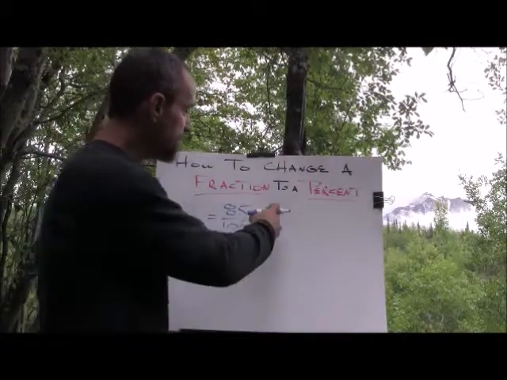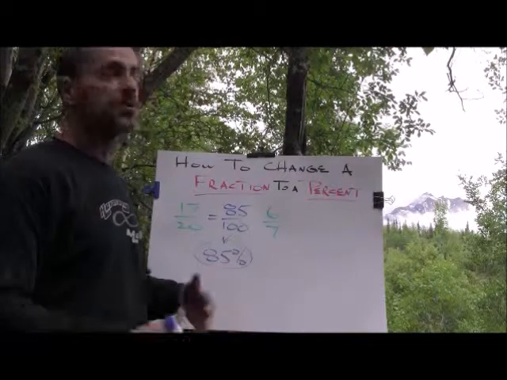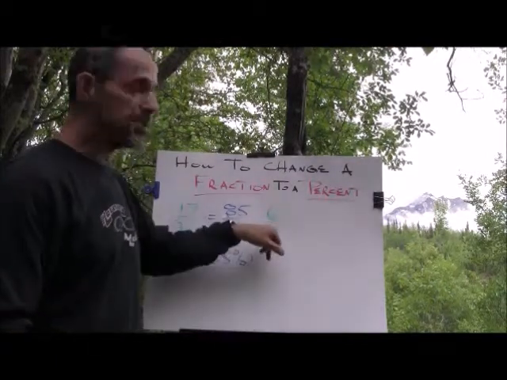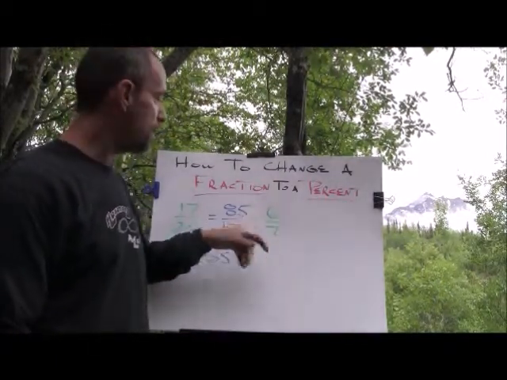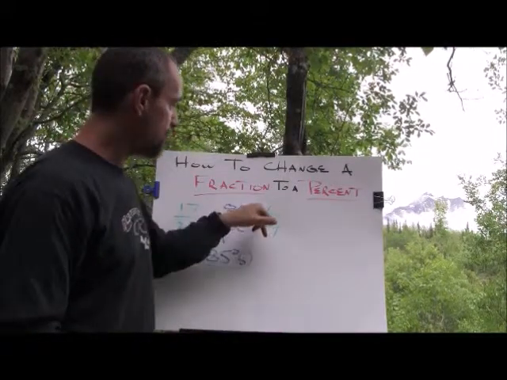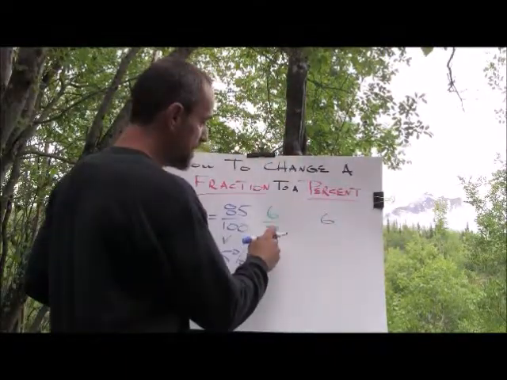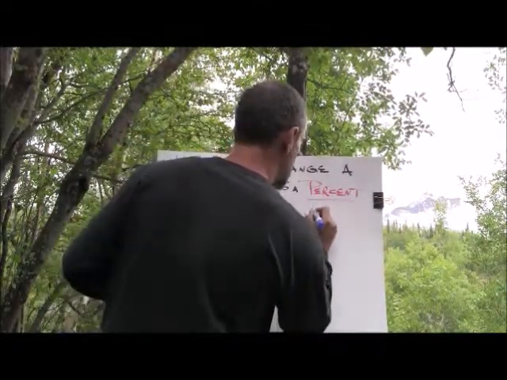It'd be nice if we could easily change 6/7 into a fraction out of 100, but we can't. So what's plan B? Plan B is we're going to change this thing into a decimal. Well, remember, a fraction is really a division problem in disguise. So remember that old trick. We're going to take the top number and put it inside the house, and take the other number and put it outside.